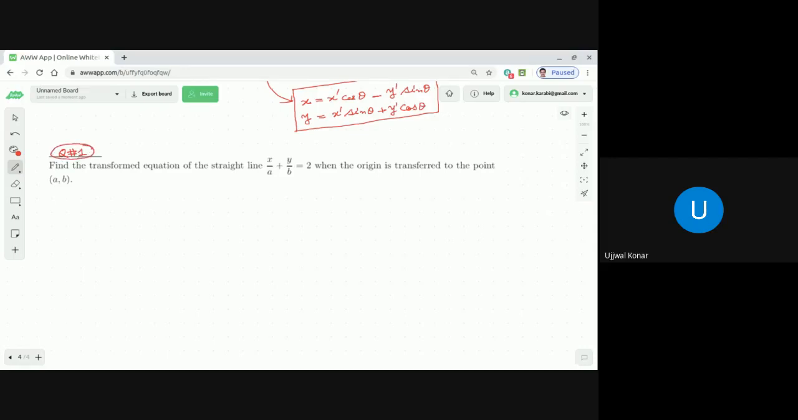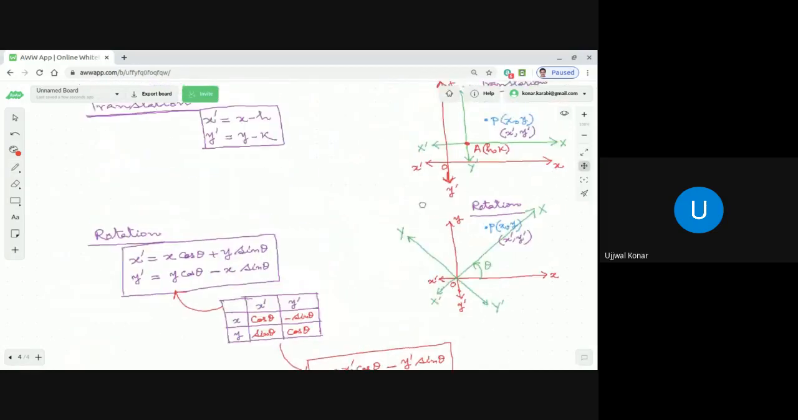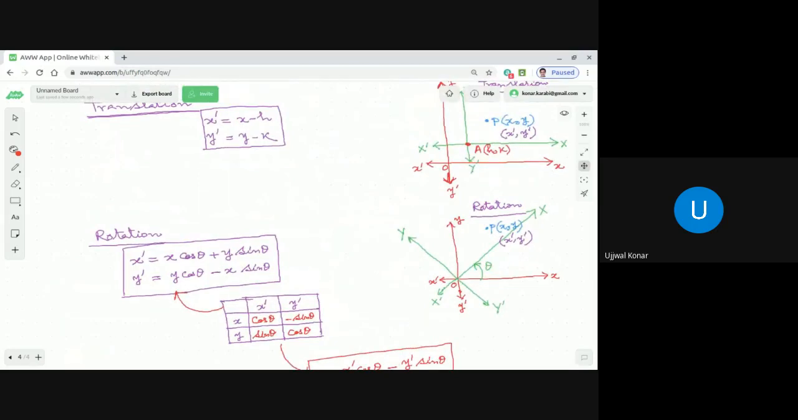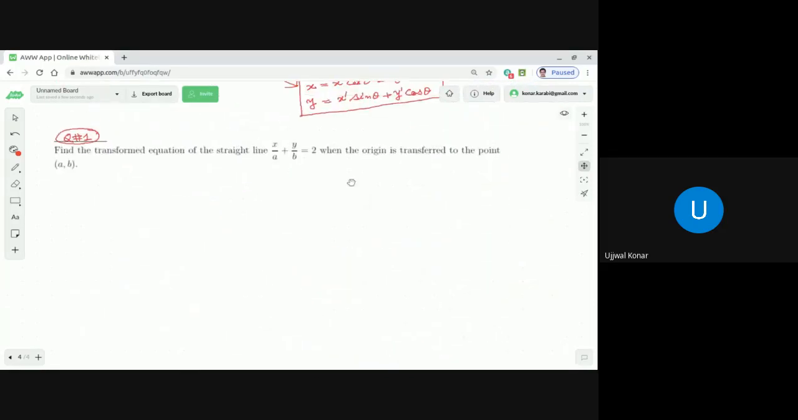So here the question is, find the transformed equation of the straight line x by a plus y by b is equal to 2 when the origin is transformed to the point a comma b. Now, dear students, as we know, when the origin is transformed to the point a comma b, what is our new equation? x dash is equal to x minus a, and y dash is equal to y minus b. Correct or not? Correct.